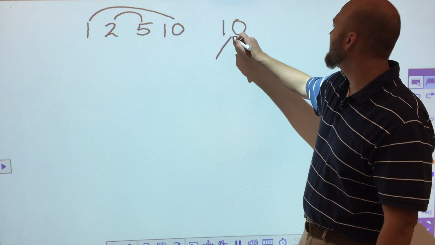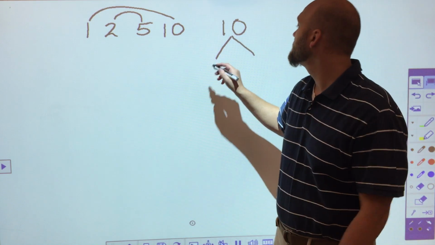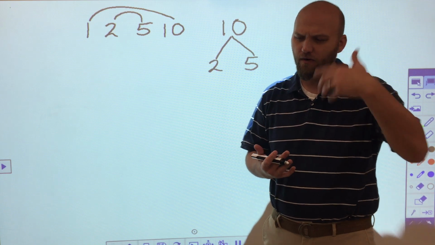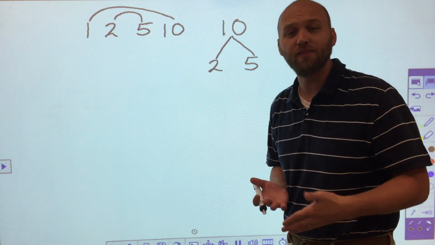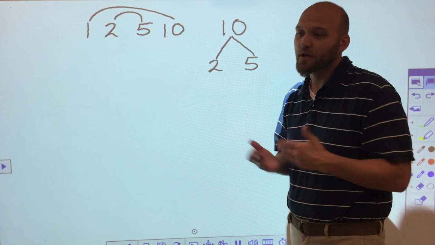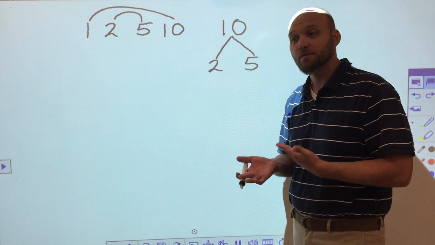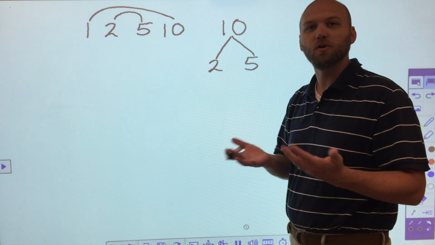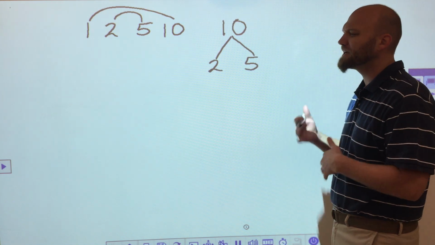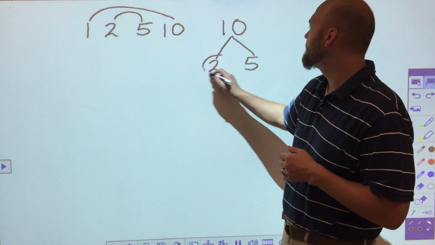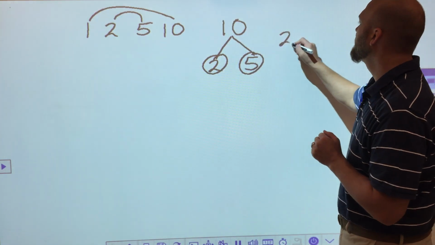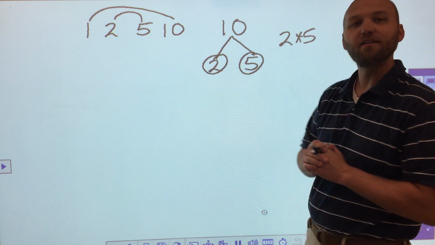So if I break 10 down into two other numbers, being 2 and 5, I would ask myself, okay, can 2 be broken down into anything, or is it a prime number? Well, it can only be broken down into 2 times 1. 5 is the same thing. There's not two whole numbers that are multiplying together to get us 5. So those are both prime numbers. So the prime factorization of 10 is 2 times 5.